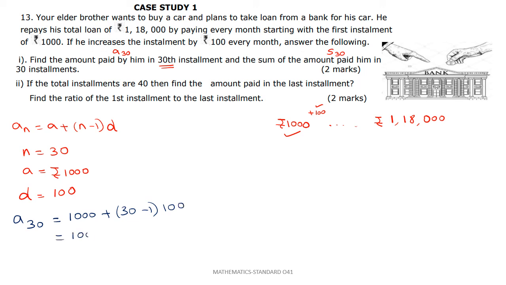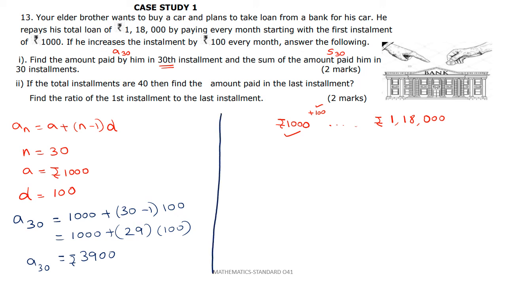So first always do the bracket. 30 minus 1 is 29, into 100, which will give you 2,900, so a30 is 3,900 rupees. So the second part of this problem is S30. So we need to find S30, means the sum of the amount paid by him in 30 installments. So let's write the formula for Sn.